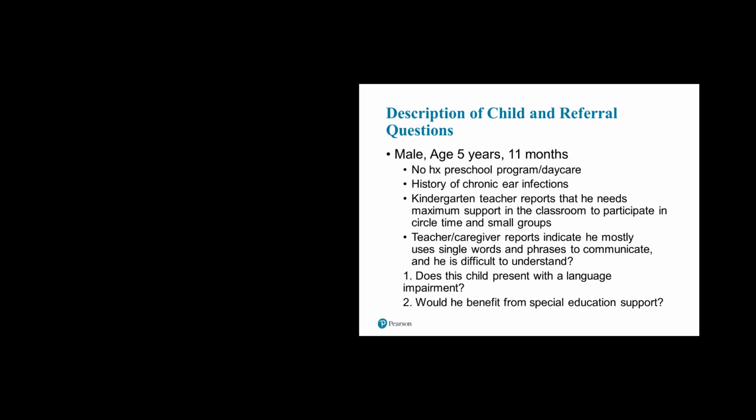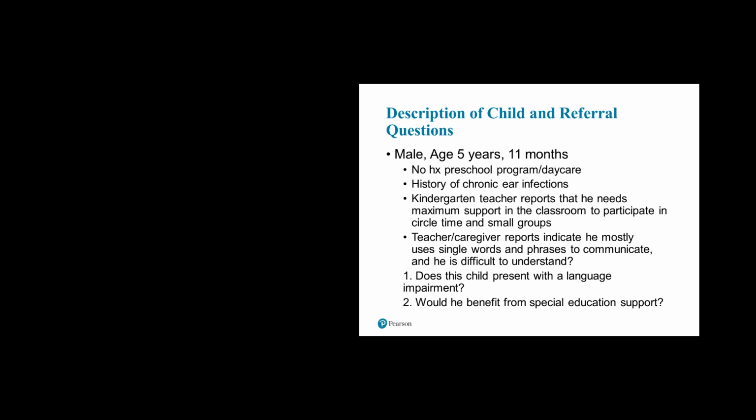Okay, so we're going to move on to look at some case studies. And this first study is a male, age 5 years, 11 months. He has no previous history of attending a daycare or preschool program. He does have a history of chronic ear infections. That is a risk factor for language delay.